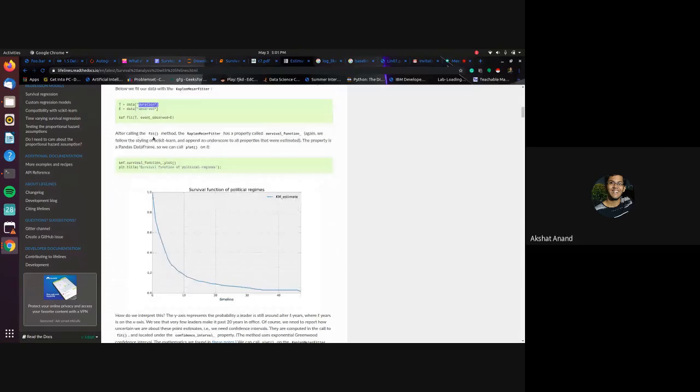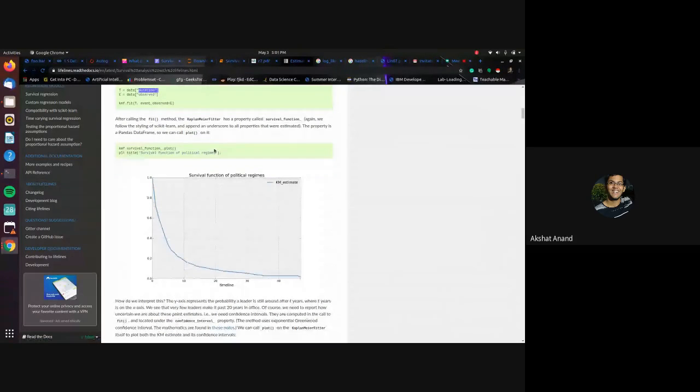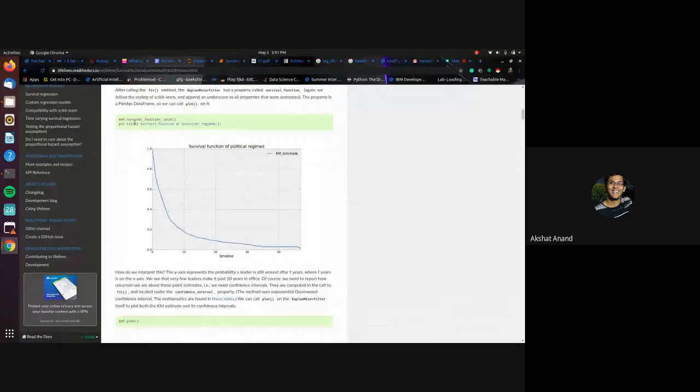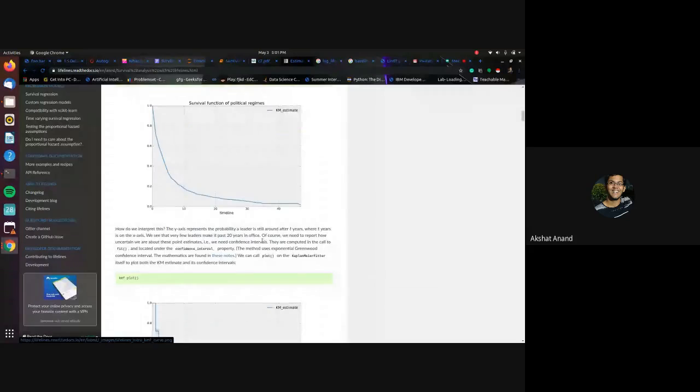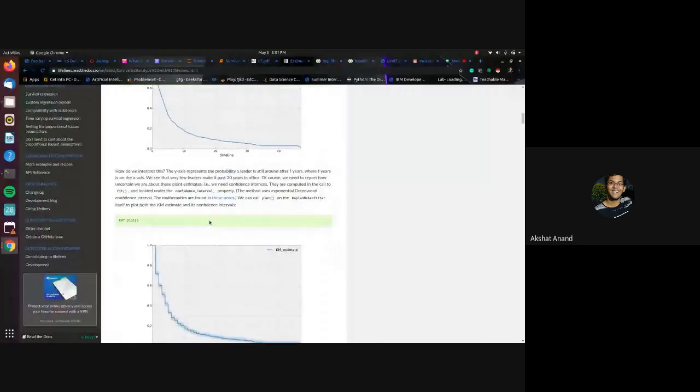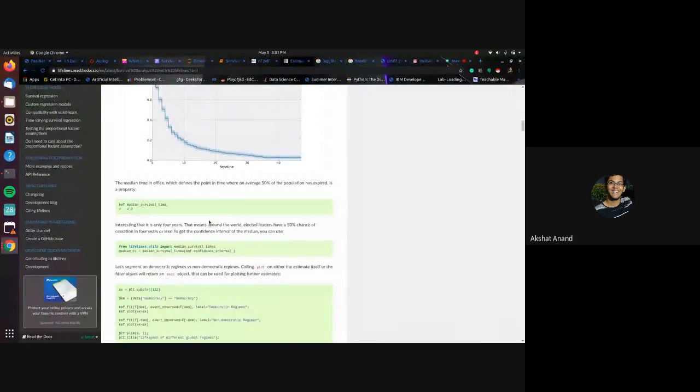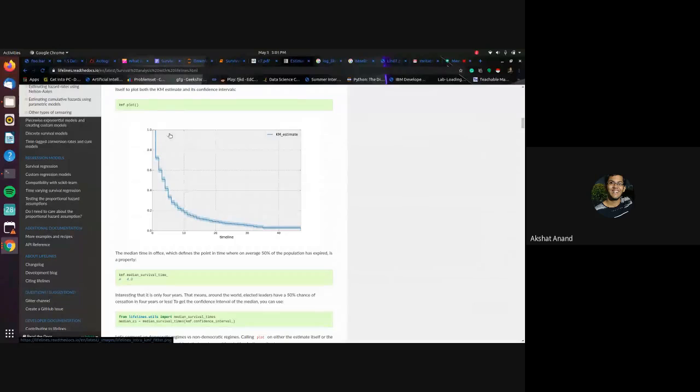So after calling the fit method, the Kaplan-Meier has a proper survival function. It also follows the scikit-learn styling technique. It fits the value for a given sample of data, and then we call the plot function from matplotlib, and it gives a survival curve. So this is the diagram which calculates the survival for a particular time.